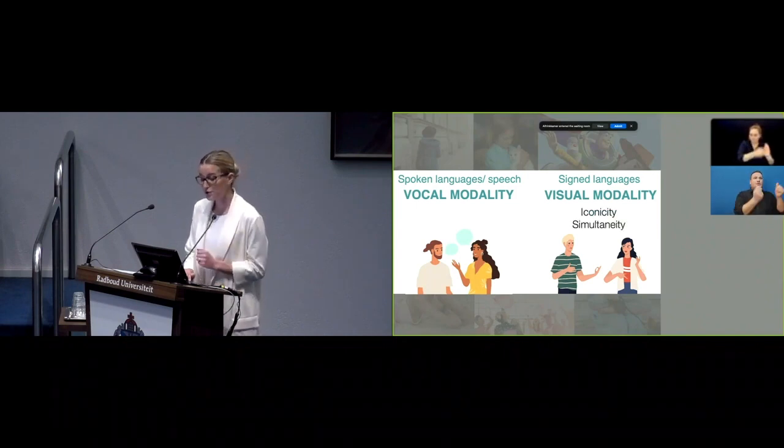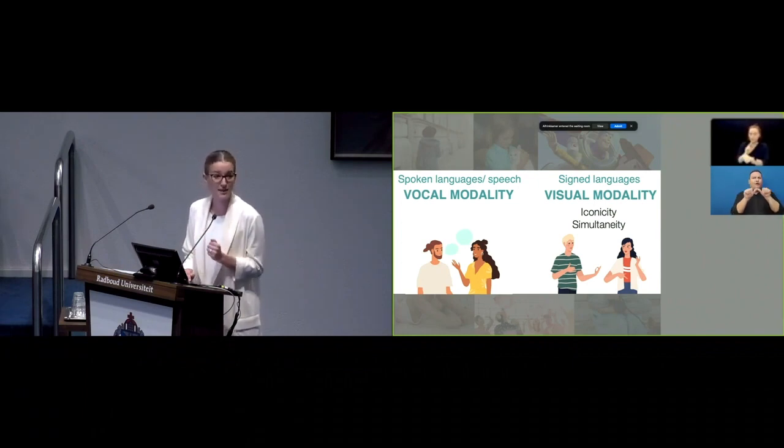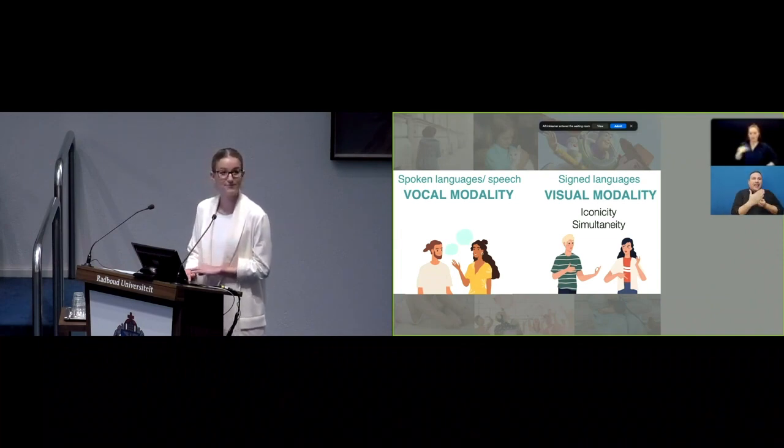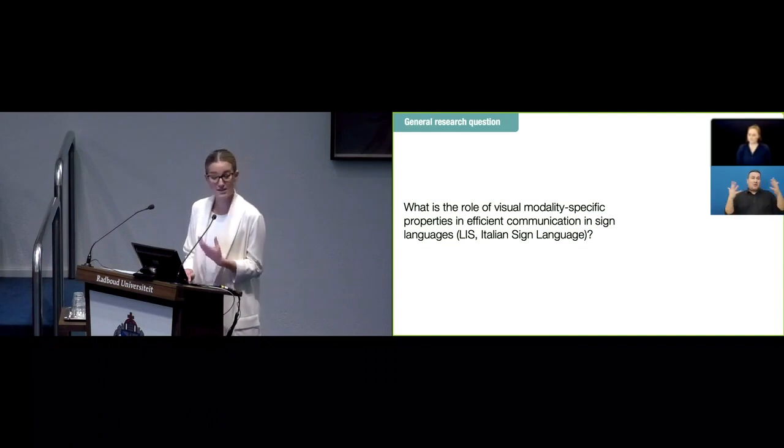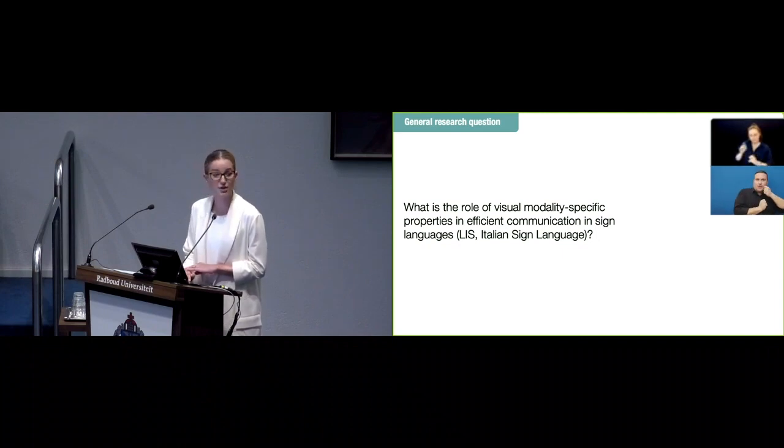Compared to speech, visual modality affords sign languages to use more iconicity, which is form-meaning mapping. Furthermore, visual modality allows simultaneity, which means using multiple body articulators to express distinct meanings. The general aim of my dissertation was to investigate the role of these visual modality-specific properties in efficient communication in sign languages, and more specifically in LIS, in Italian Sign Language.